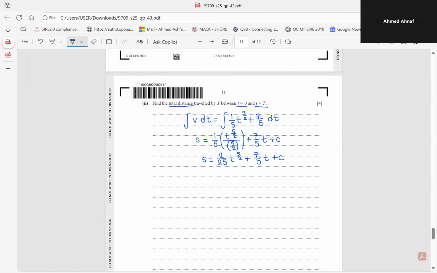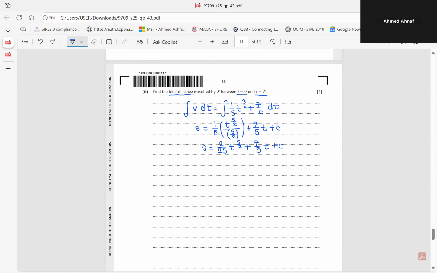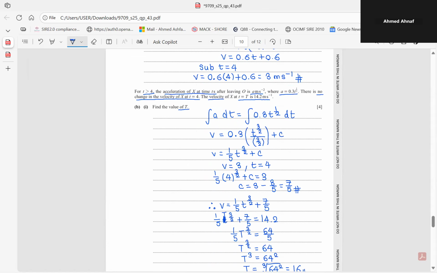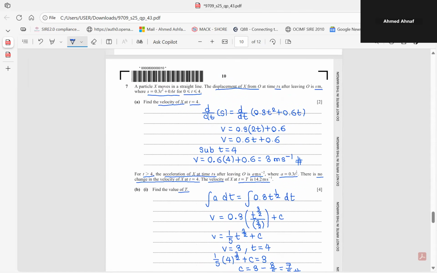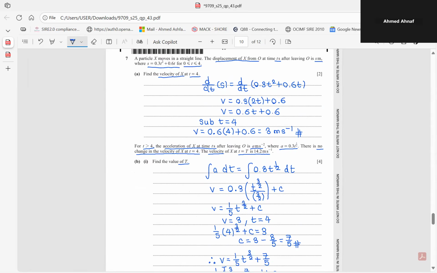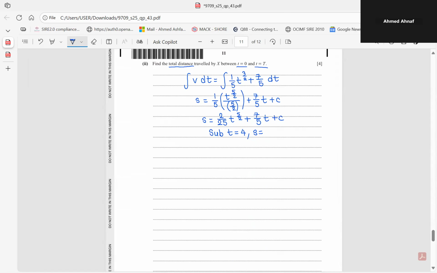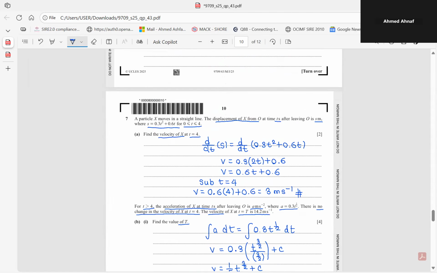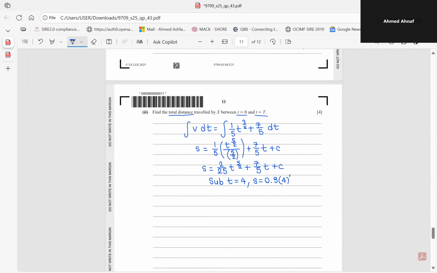Now we're going to substitute the initial conditions into this expression. Take note that this is only valid for t more than 4. So our initial conditions would be when t equals 4. What's the distance when t equals 4? So s is, using this initial expression, 0.3 times 4 squared plus 0.6 times 4, that is equal to 36 over 5.